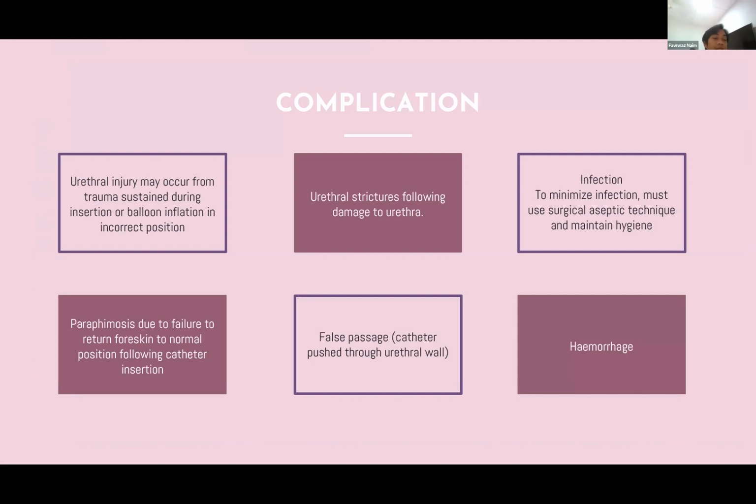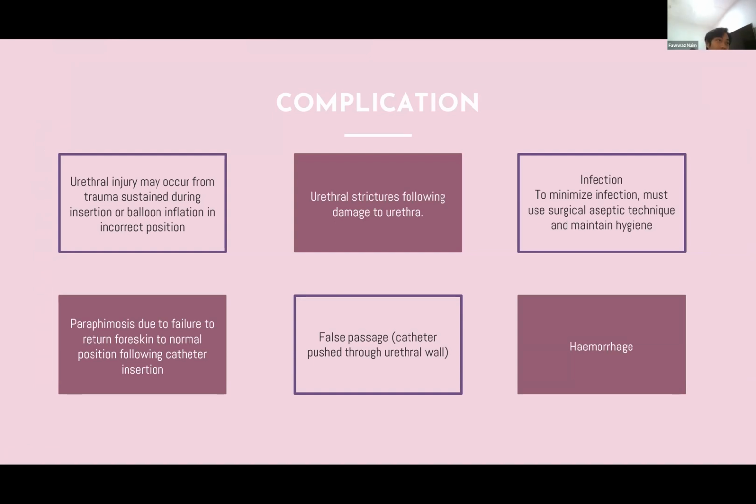Okay, so moving on to the complications of the procedure. First, urethral injury can occur due to trauma sustained during insertion or balloon inflation in the incorrect position. That's why it's important to ensure that the catheter is inserted in the bladder before inflating the balloon. Next is urethral stricture following damage to the urethra. And infection can also occur.